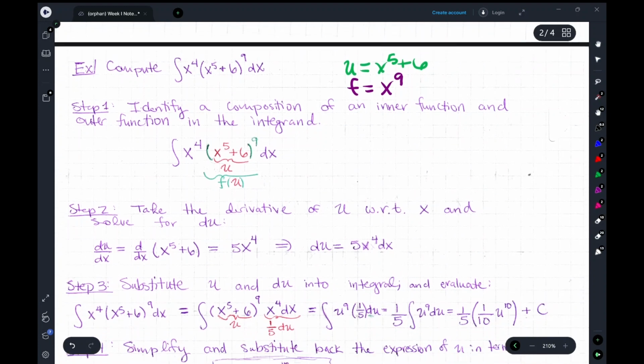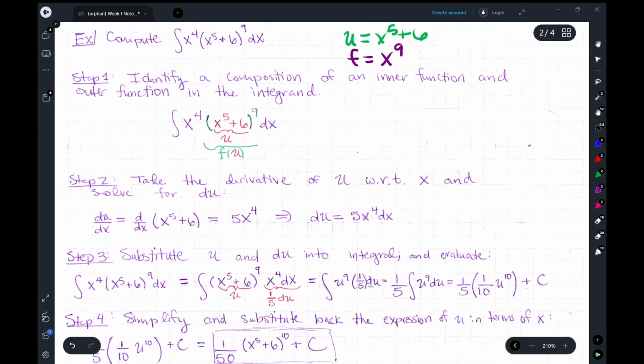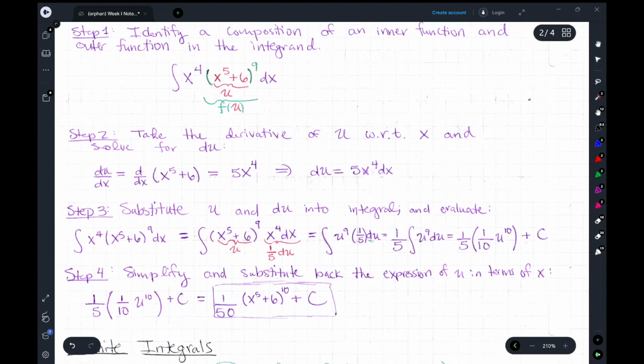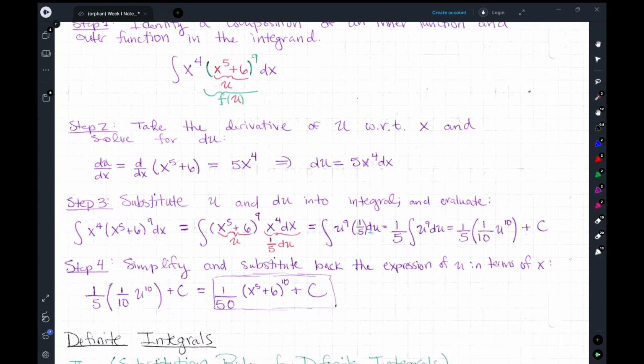Let's do that concretely. We'll take u and take its derivative with respect to x. We get 5x to the 4th. Not quite x to the 4th times dx, but that's all right. So this is what du is, and instead of writing dx in here, I want to write this expression with du. And so I'll then substitute u and du into the integral for the third step.